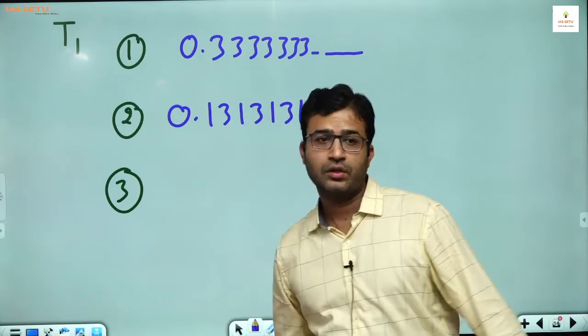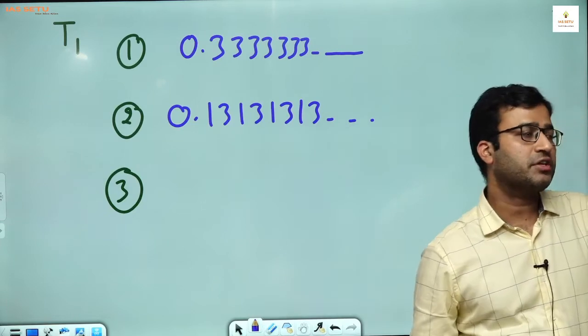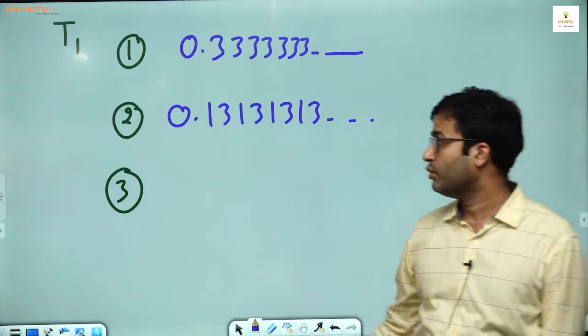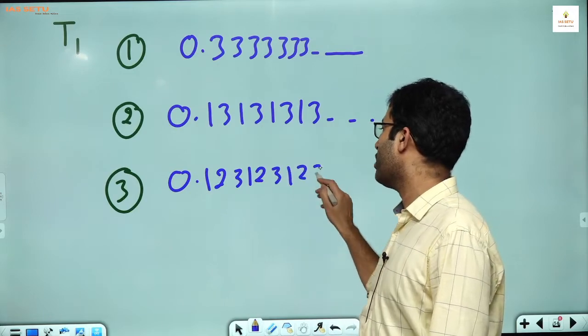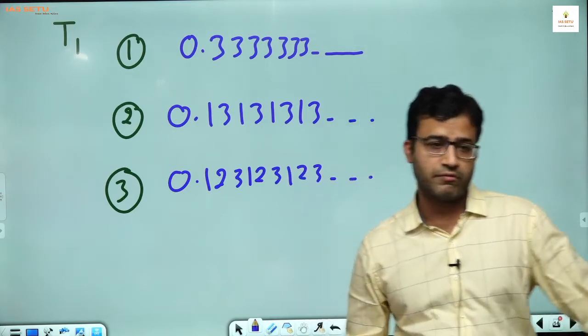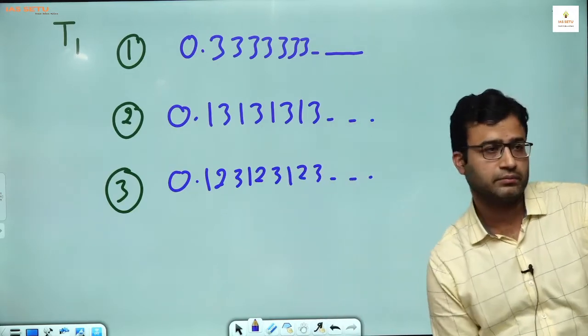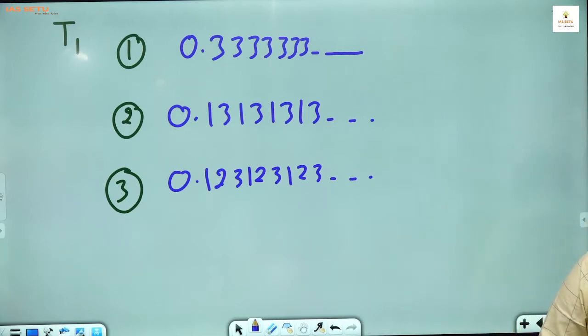The second one is 0.13131313, so there is a repetition of 13. Now the third example, 0.123123123, so this is a repetition of 123.